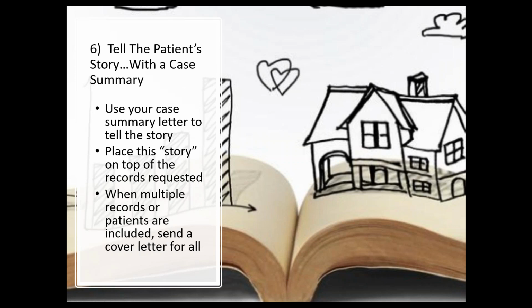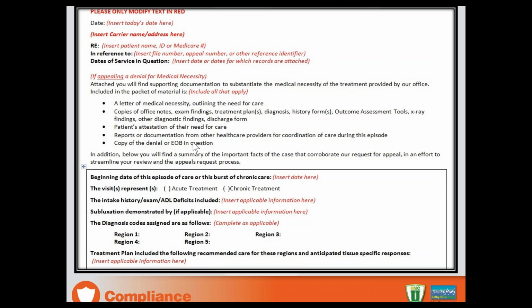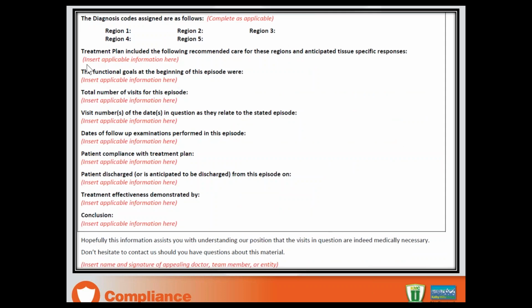So imagine the records are oldest to newest, and we place this kind of story on top. And there's a cover letter that sort of goes on top of each one with high points. This is an example of the template we have in our library for our members to use. You'll get the idea, but it just explains the story. Hey, this current episode of care started here. It's active treatment because of this. These are the diagnosis codes, whatever that may be. Here's the treatment plan. And then we go on to explain, here's what we did, here's how they got better, here's what happened.